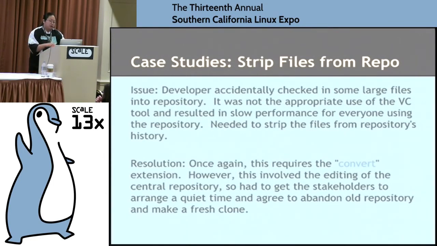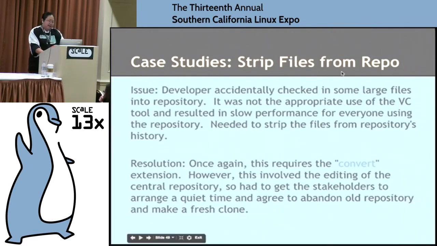Because when you modify the central repository, you make it impossible for anybody to synchronize with it again, because you're rewriting history. And so when they try to synchronize with it, they're like, you don't look familiar. I don't know of any way to synchronize with you, because whatever you're doing is totally different.